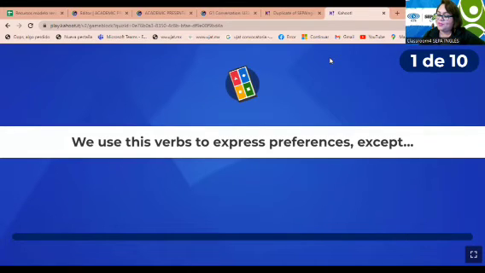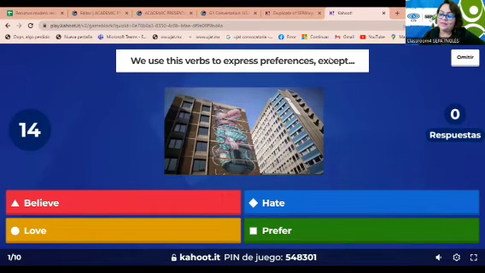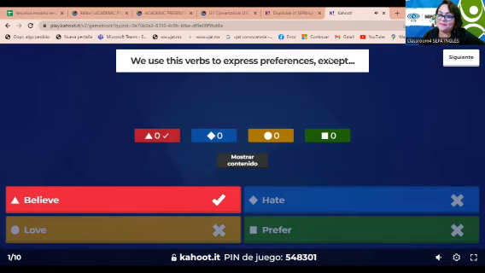We use this verb to express preferences, except... where's the answer? Think about it. Where's the correct answer? Yes, the correct answer is believe. Yes or no?